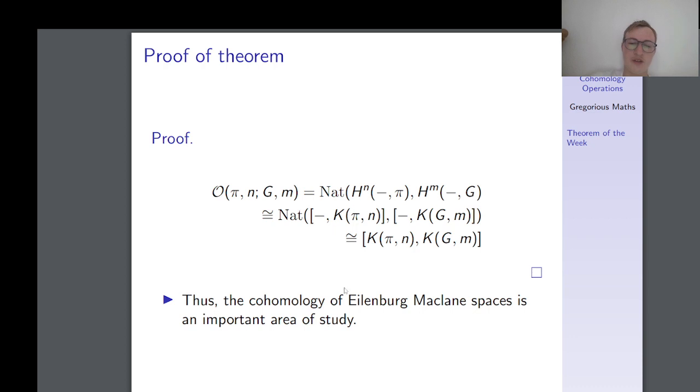And of course, because of this theorem, the study of the cohomology of these Eilenberg-MacLane spaces is important because it's in direct relation to these cohomology operations.